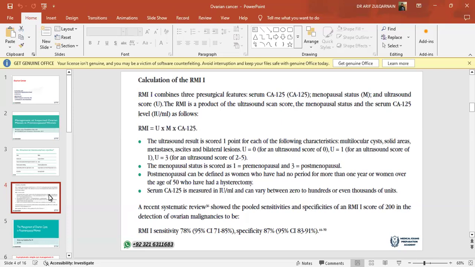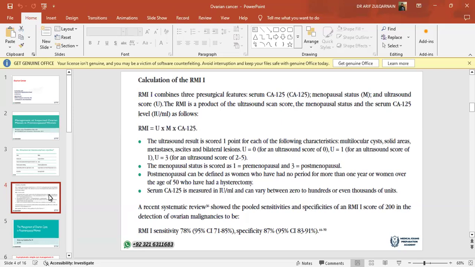There are 5 features that we take on ultrasound, that is multilocular cyst, solid areas, presence of metastasis, ascites, and whether lesions are bilateral or not. And if there is no feature on ultrasound, meaning all of these features are not present, then the score will be 0. And if there is only one feature among all these 5 features, then the ultrasound score will be 1. And if there are 2 to 5 features, then the ultrasound score will be 3.